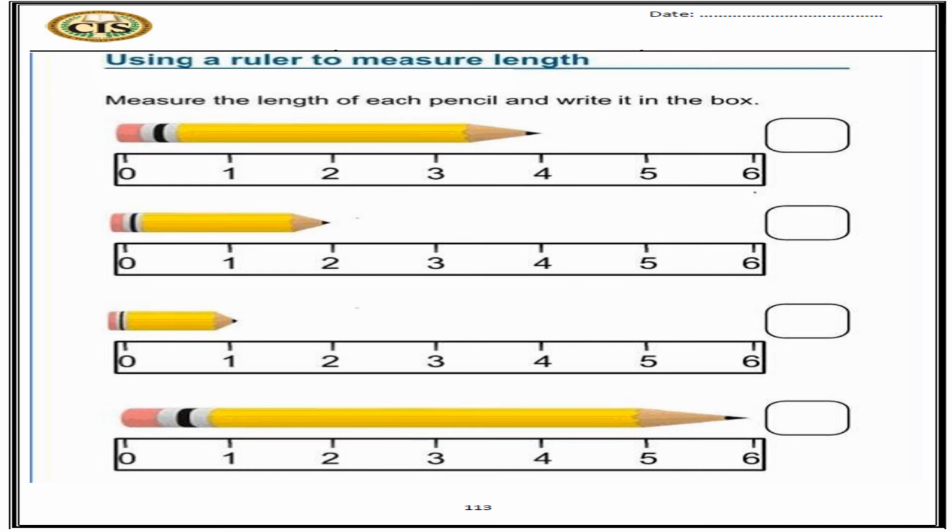Measure the length of each pencil and write it in the box. We want to know how long the pencil is from one end to the other end. The first end is at 0. The other end is at 4. So the pencil length is 4.